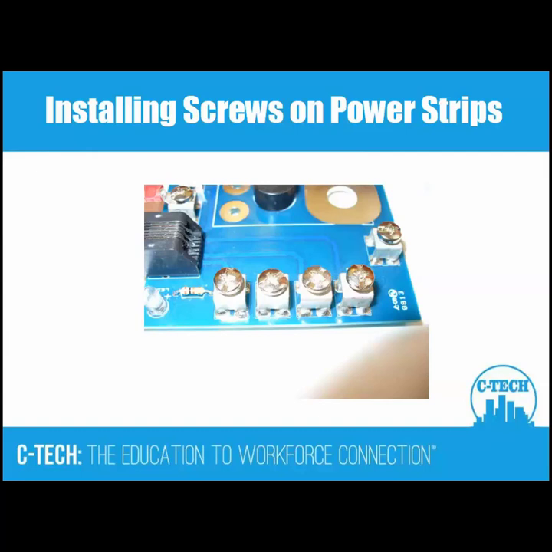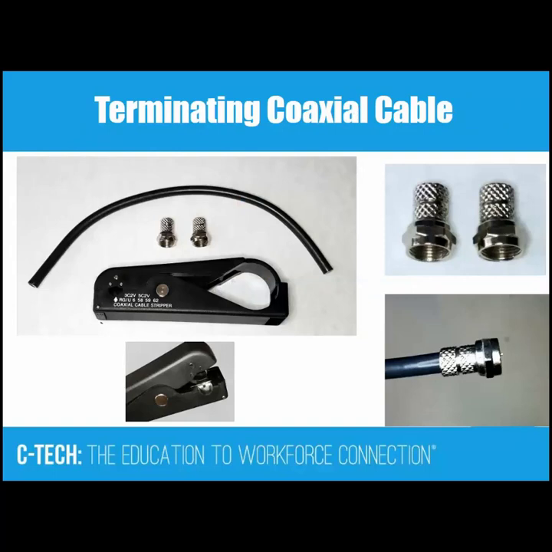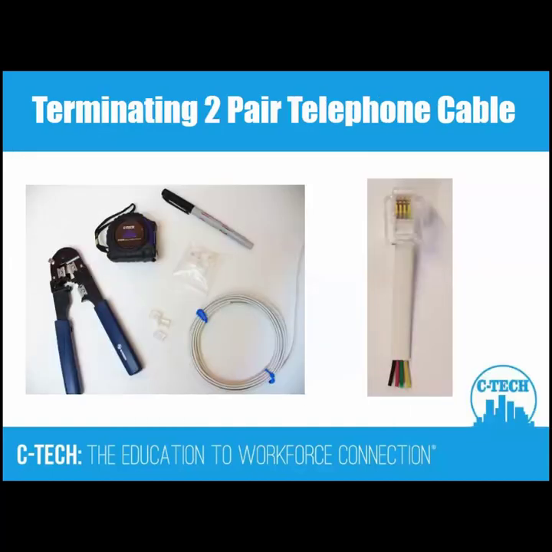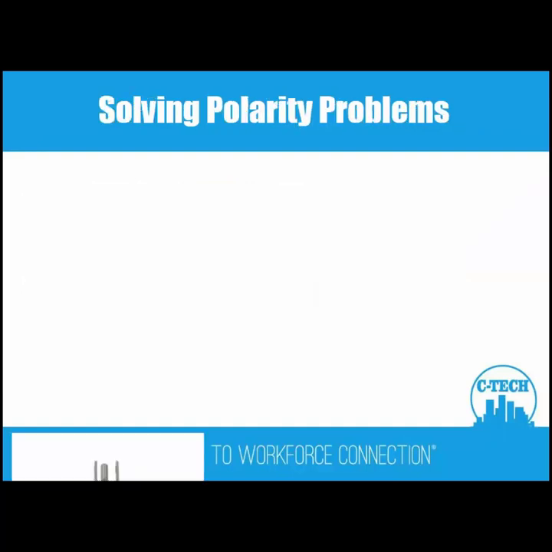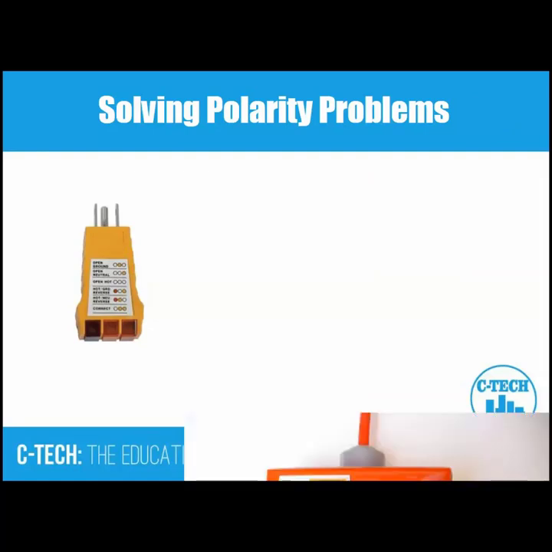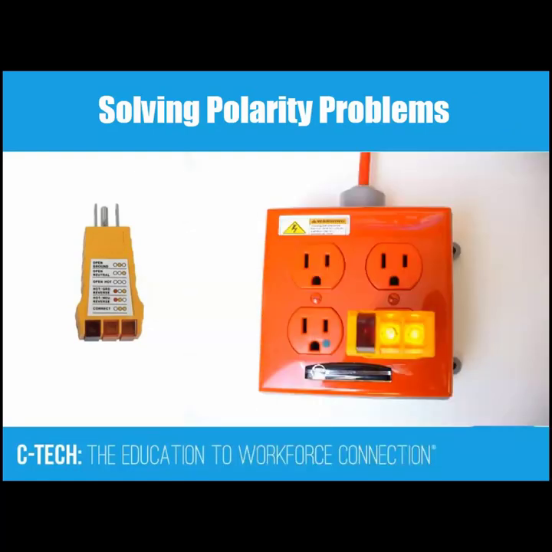Shown are the screw terminals on the simulated motherboard. And also the construction procedures for the coaxial cable with the screw-on F-type connectors, and how to make a 2-pair cable. These movies are all online and on the electronic media. Students also solve polarity problems by using a polarity tester and a simulator.